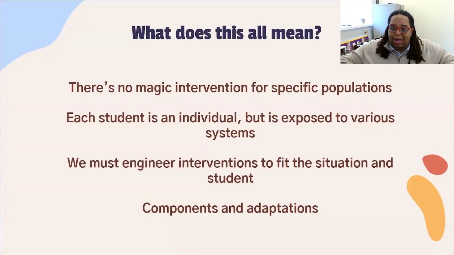So what does this all mean in terms of a foundational level? There's not going to be a magic intervention for specific populations. There is no high school American Indian intervention. It just doesn't exist. So we have to think about how we create interventions and create these components that we put together to make the best intervention for individual students to best support them. Okay? So we're going to create these components, we're going to implement them, and then we're going to adapt them to best fit the environment that we're working in.